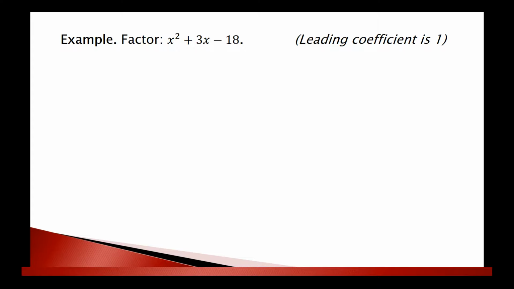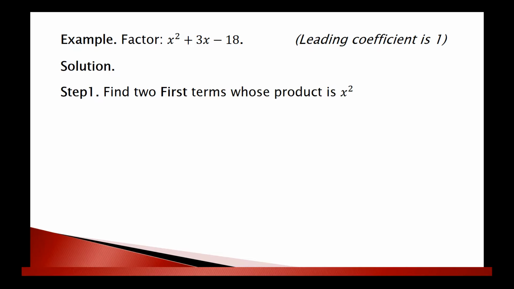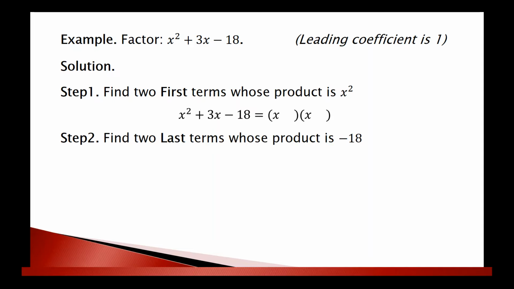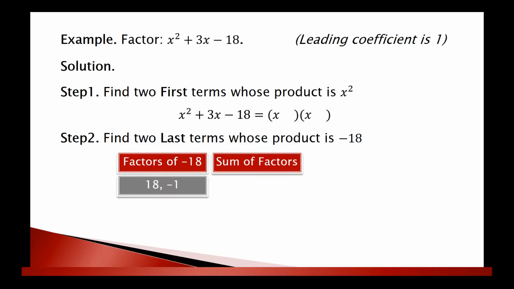So let's factor this polynomial x squared plus 3x minus 18. So again, our first step is to find two first terms whose product is x squared, which is x and x. And then our second step is to find two last terms whose product is negative 18. So we'll again look at the factors of negative 18 and we'll add them up. So let's first try 18 and negative 1. So the sum of these two factors is 17, which is obviously not the coefficient of the middle term.